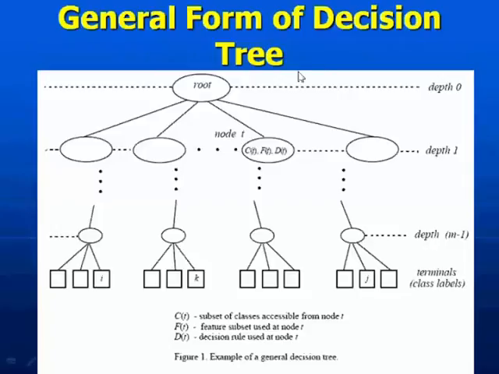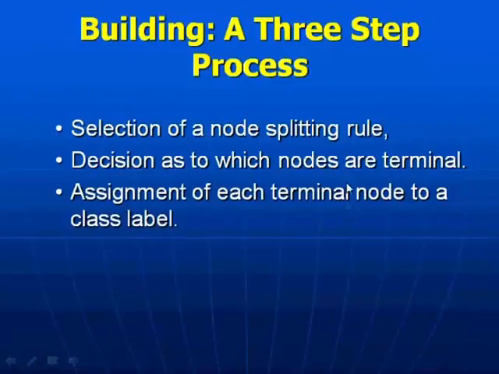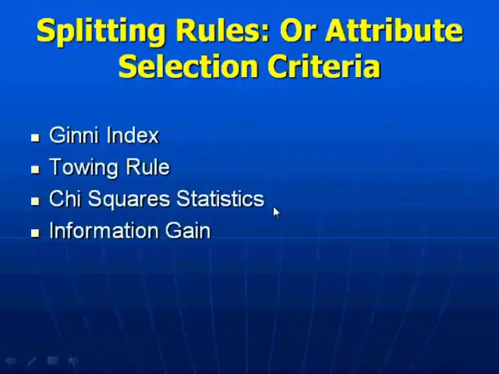So for example, there is a root node, and then there are other nodes, and then each node is divided into further parts till you get the terminal nodes where you will get the class labels. So it is in fact a three-step process, wherein the first step is the selection of a node splitting rule, so how to split the classes into two, and the decision as to which nodes are terminal nodes, and finally the assignment of each terminal node to a class label.